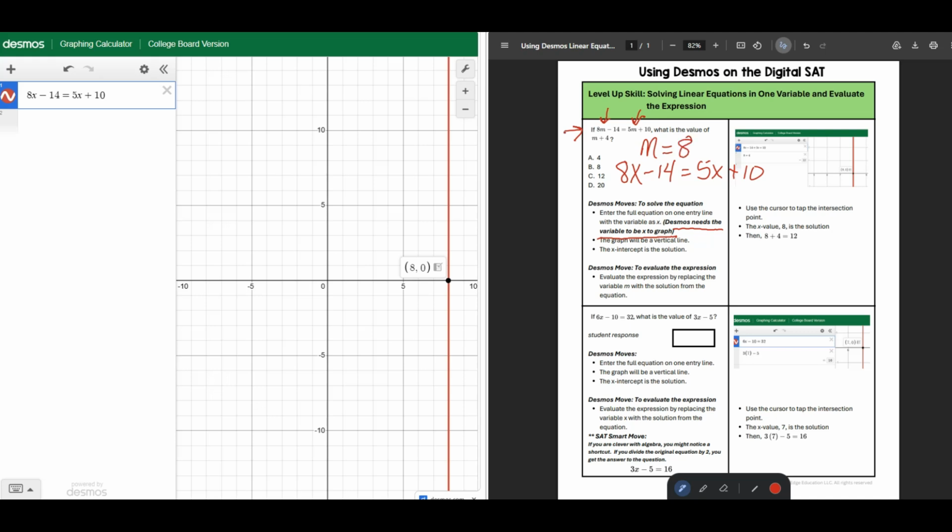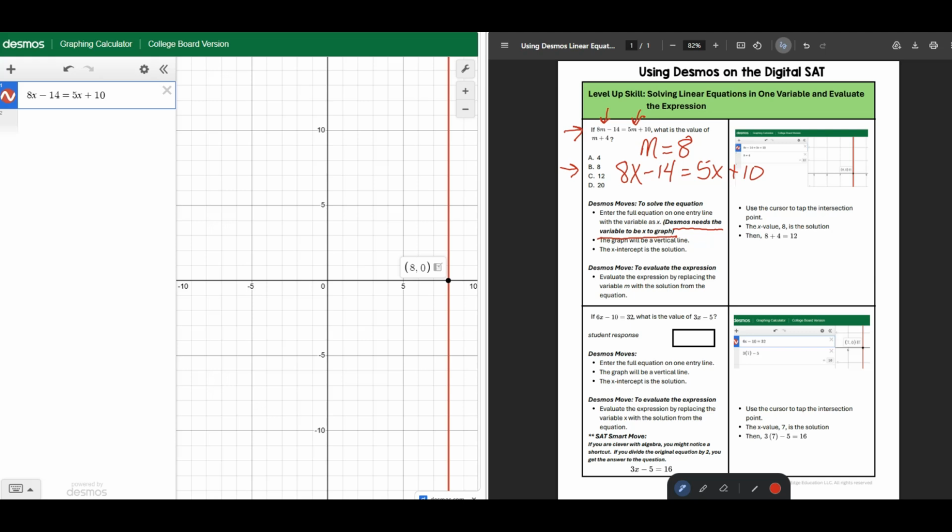I do want you to pay attention and be careful when you're in the middle of taking your SAT and you have a question that comes up like this. A lot of times they're going to have that answer to the equation as one of your multiple choice selections. What they believe is going to happen is that some of the students in the middle of taking their SAT will get in a hurry or not pay attention or forget that the question does want you to evaluate an expression.